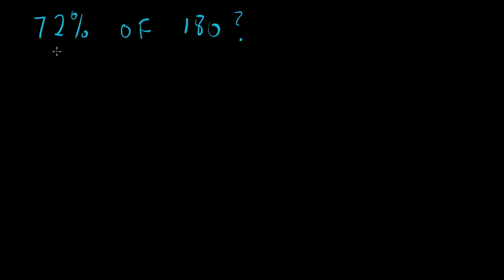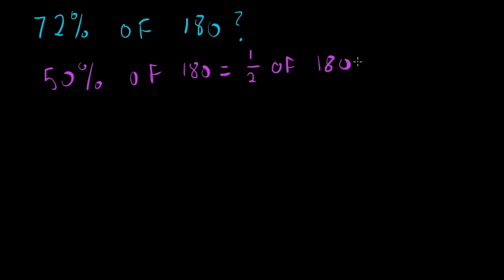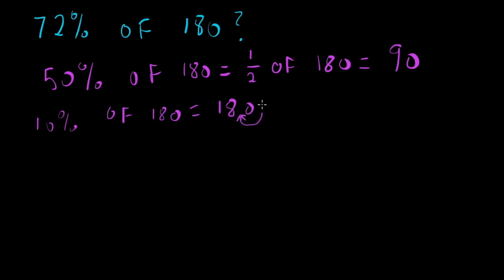Okay, so we want to start with our biggest special percent, right? So first things first, we're going to find out what 50% of 180 is. That would just be half of 180, which is just 90. All right, and then we need to find out what 10% of 180 is. Now we're going to take 180, move our decimal place once to the left. So that's going to be 18.